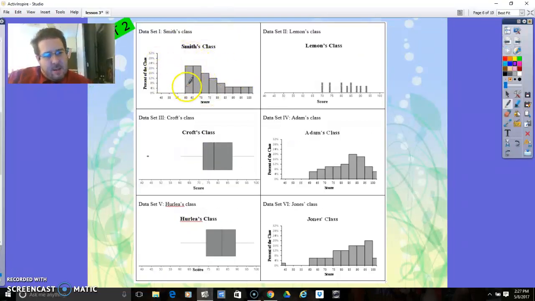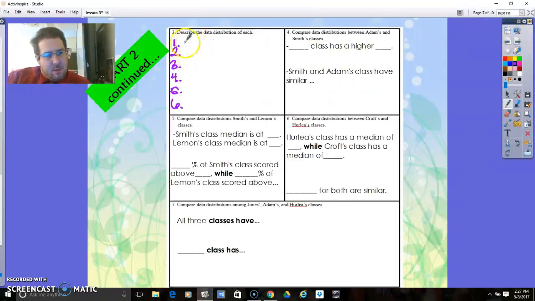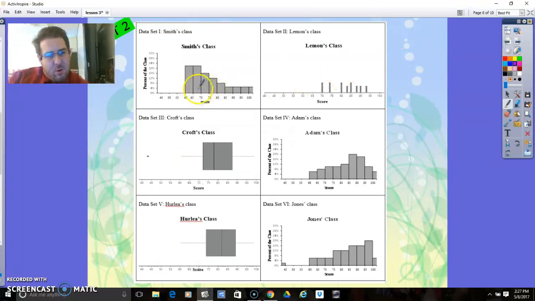I would say in this case that all the scores in Miss Smith's class are between 0 and 105, so I would write that right here. And a majority of the students got D's and C's. So that's how I would describe this. Here, it looks like Miss Lemon's class, all the students got either B's, C's, or A's, or low A's. So everybody got between 70 and 85, and it's pretty evenly distributed.